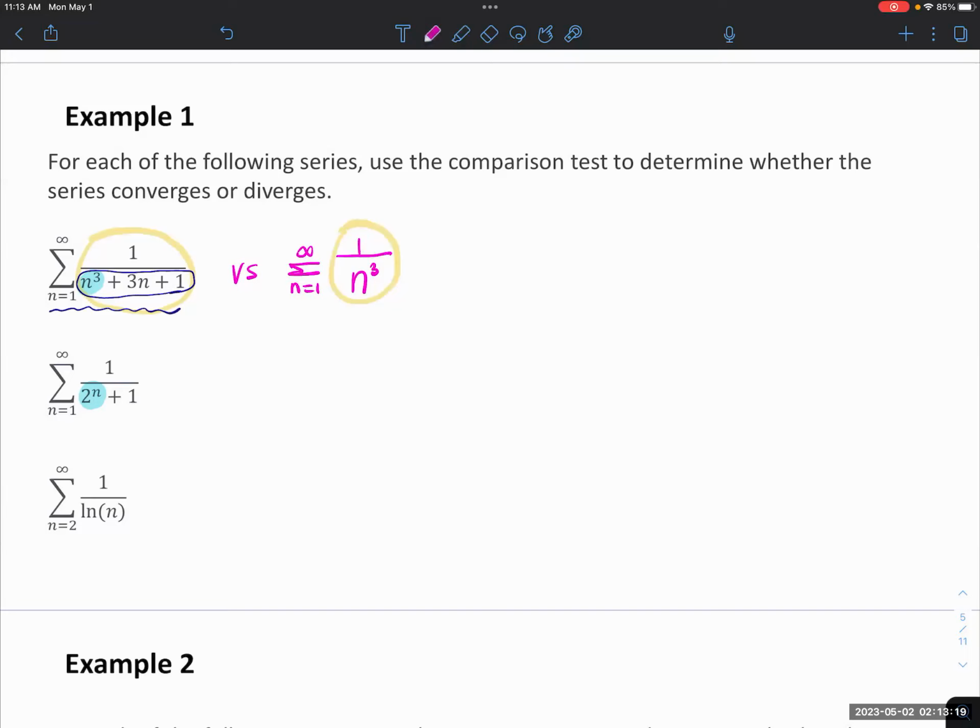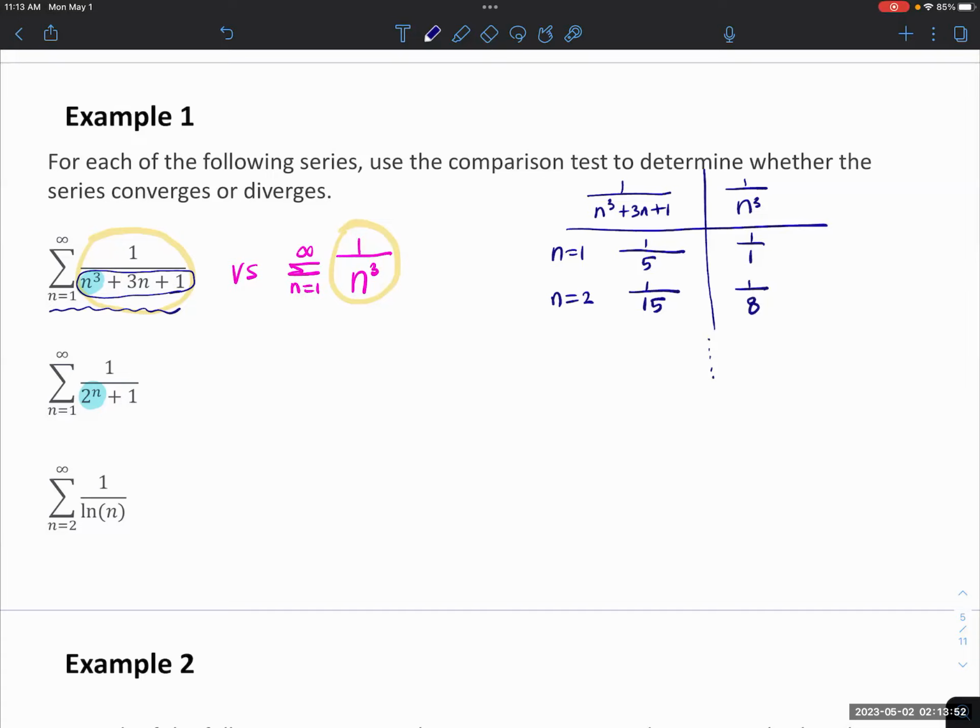So let's create a table one more time. So I have 1 over n cubed plus 3n plus 1, a little bit heavier denominator, but this is n cubed. So let's just compare, right? If n is 1, this is 1 over 1 plus 3 plus 1, which is 5. And then this is 1 over 1. If n is 2, 8 plus 6, 14, 15, and then this is going to be 8.